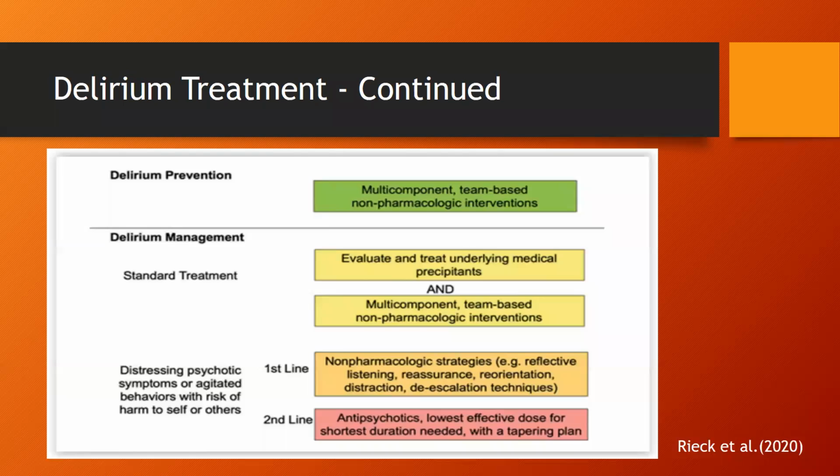And then I showed this slide before, but I really like it because first up, we have delirium prevention. That's our multi-component, team-based, non-pharmacological interventions. But then once our patient has delirium, we're gonna evaluate and treat the underlying cause. And then we're still going to utilize the multi-component, team-based, non-pharmacological interventions. If the patient has distressing psychotic symptoms or agitated behaviors with a risk of harm to self or others, we want to look at non-pharmacological strategies to inhibit that. And if those do not work, that's when we go to our second line utilization of an antipsychotic at the lowest effective dose for the shortest duration needed with a tapering plan.